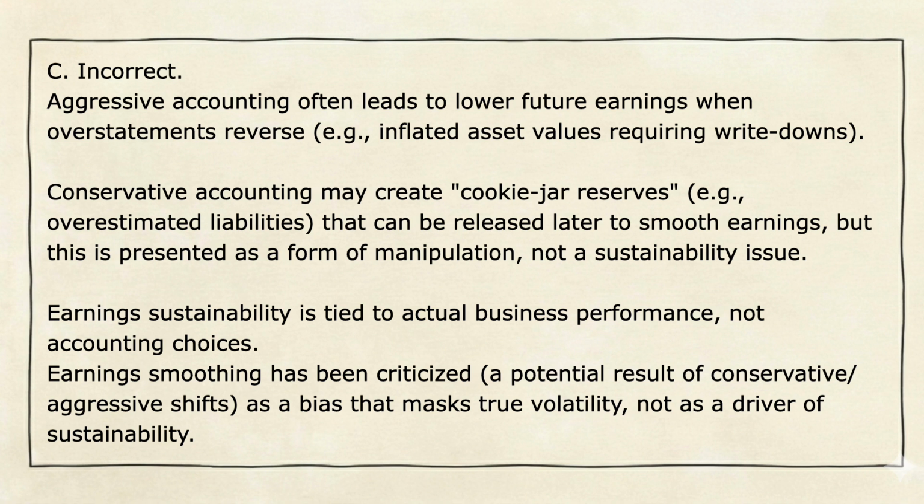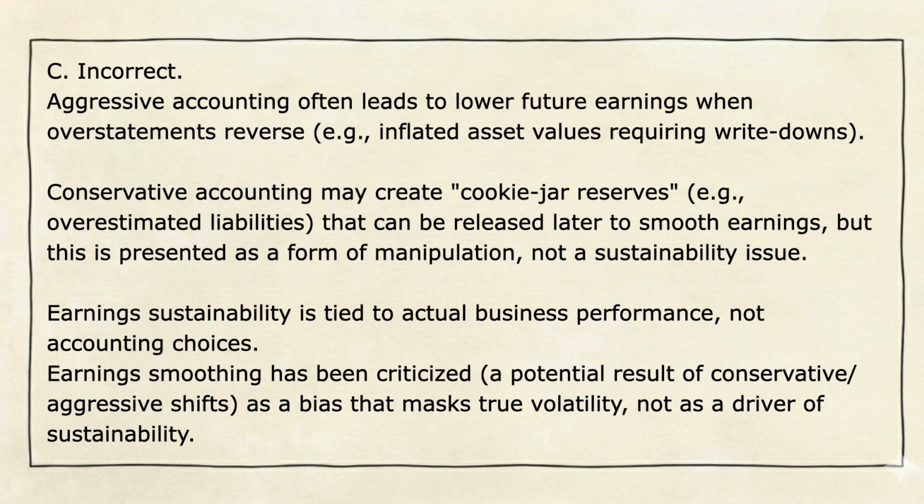C. Incorrect. When companies use aggressive accounting, it can sometimes lead to lower earnings in the future if the overstatements are corrected, like when assets are overvalued and need to be written down. On the other hand, conservative accounting might create cookie jar reserves, like overestimated liabilities that can be released later to make earnings look better. But this is often seen as a way to manipulate numbers, not as a way to make the company more stable.